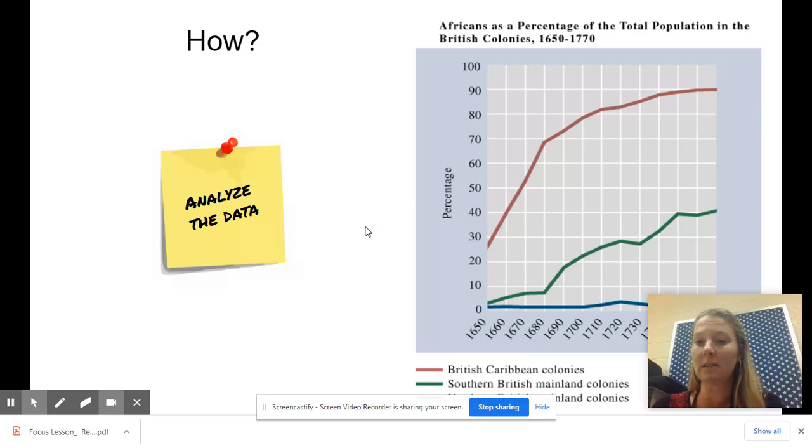So now I'm going to analyze that data. Okay, I'm looking at that red line. That is going up. And along the bottom, I see dates. If I put the red line and the title together, that tells me over time, the African population increased. And if I look down at the legend, I see that the African population increased in the British Caribbean.